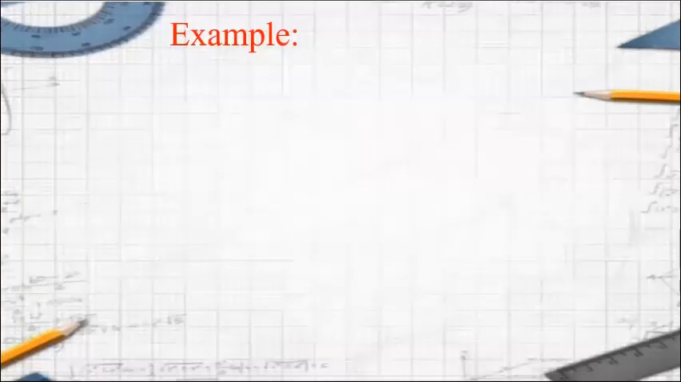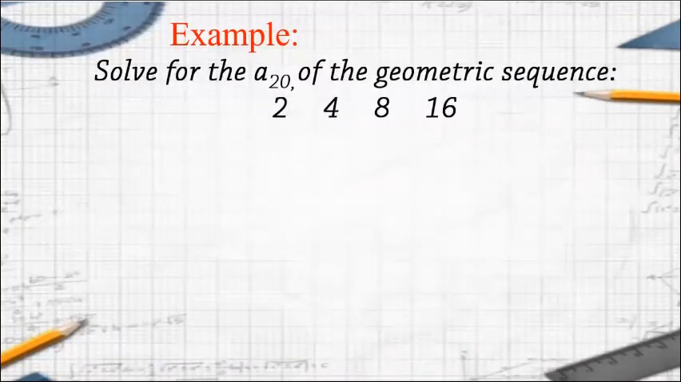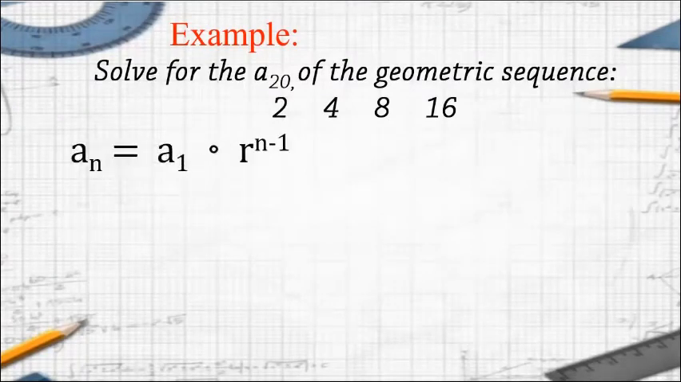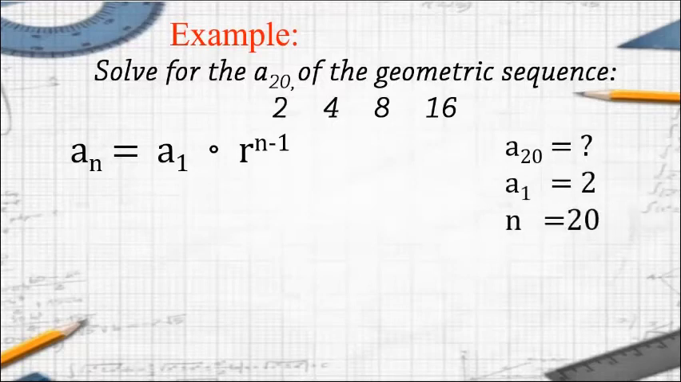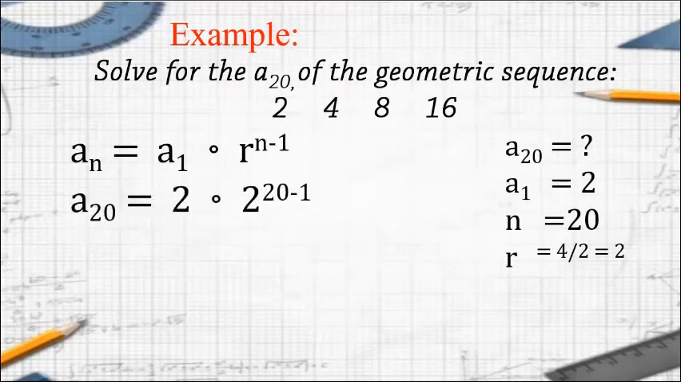So let's have an example. Solve for a sub 20 of the geometric sequence 2, 4, 8, and 16. So in this one, we are looking for a sub 20 wherein there are only limited terms given. So we are going to use the second formula. So we have a sub n is equal to a sub 1 multiplied by r raised to n minus 1. So let us know our given. We are looking for a sub 20, and a sub 1 is equal to 2, n is equal to 20, and r is equal to 2. So let's substitute all these given in the formula. We will have a sub 20 is equal to 2 times 2 raised to 20 minus 1.